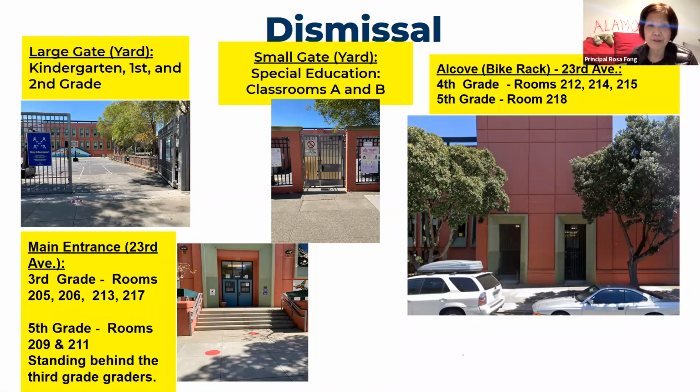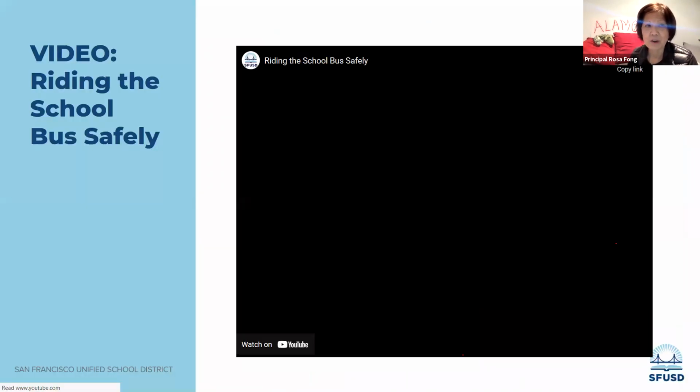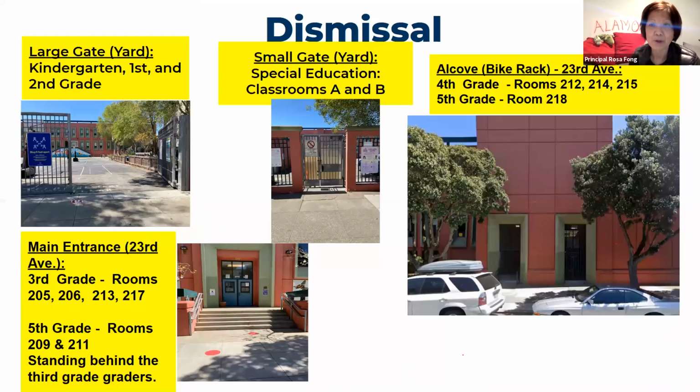So once again, this is the picture of our dismissal. Very similar to the intake or to arrival. So we will be dismissing our kindergarten first. Oh, Joshua, can you go back very quickly? Yeah. So if you look at, we will be dismissing our kindergarten first and second from the large gate. Parents will not be coming into the gate, okay? Your child will be coming to you at the gate.